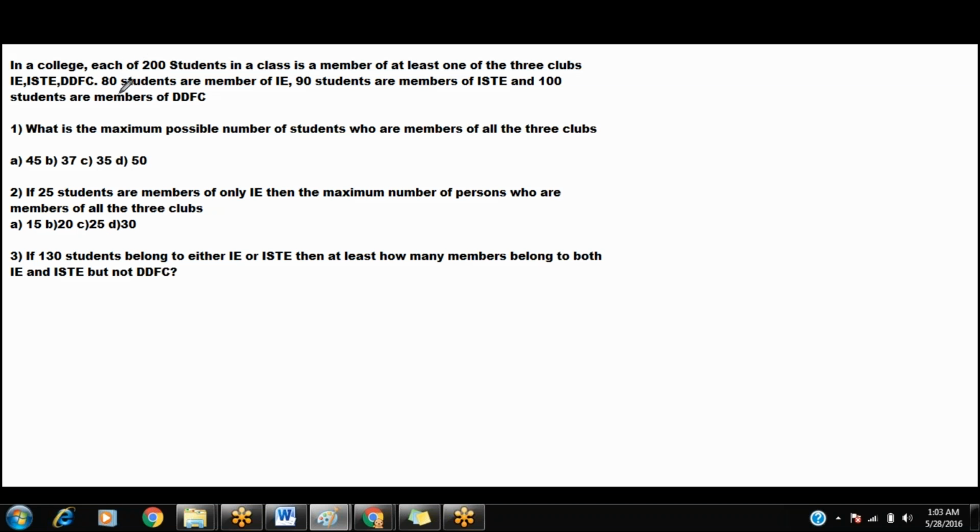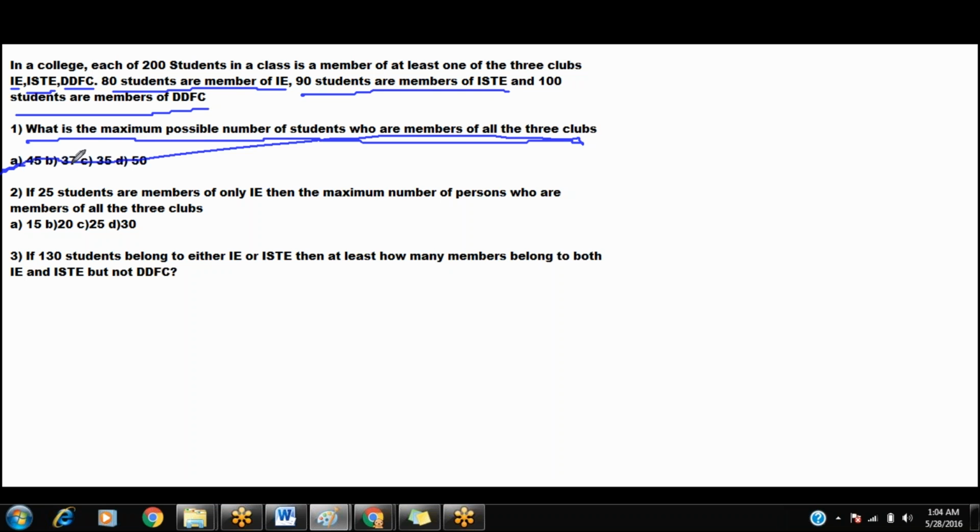In a class, each of the 200 students is a member of at least one of three clubs, i.e. IE, ISTE, DDFC. 80 students are members of IE, 90 are members of ISTE, and 100 students are members of DDFC. Now we want the maximum possible number of students who are members of all three clubs. This is a very basic question.